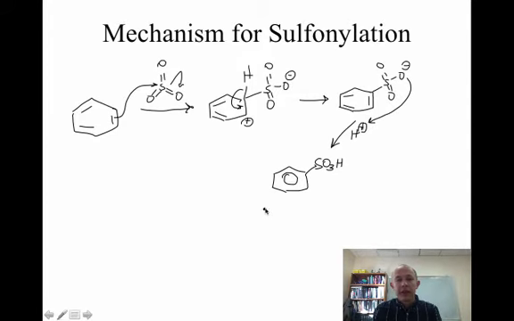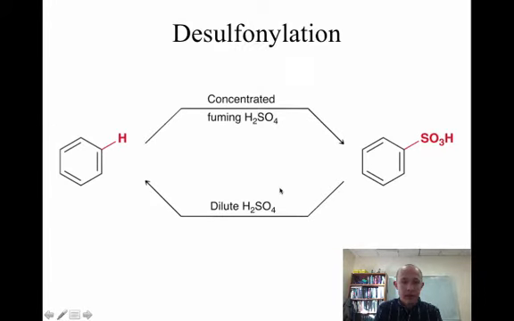So this is a relatively straightforward reaction. We attack sulfur trioxide, we lose a proton, and we protonate the oxygen to give us our sulfonic acid. Sulfonic acids are useful, and we'll talk about this in a later video when we talk about strategy, because you can put them on and take them off under relatively mild conditions.